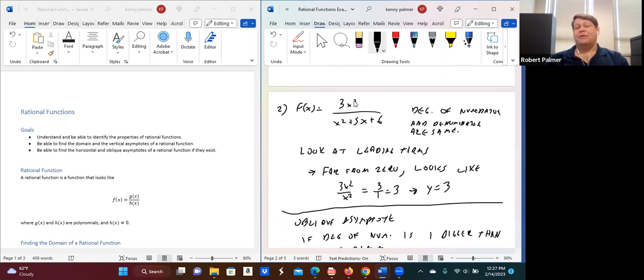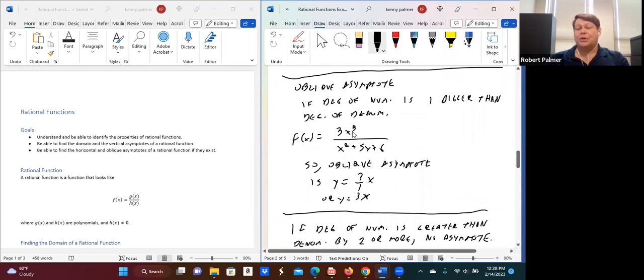Once again, if they're the same, whether both x squared, x cubed, or x to the fifth, you have the same behavior. Now, if the degree of the numerator is 1 larger than the degree of the denominator, you also approach a line far from the origin, just not a horizontal line. The leading coefficient of the numerator over the leading coefficient of the denominator becomes the slope of that line, so y equals that slope times x.